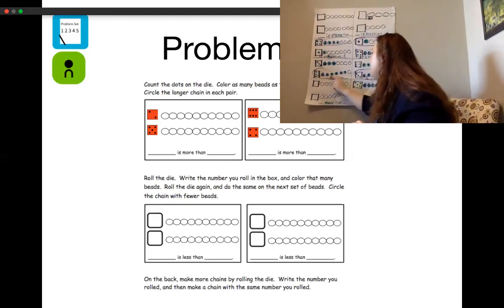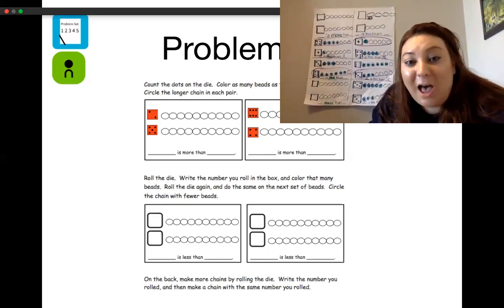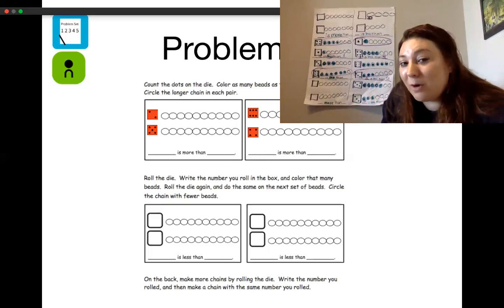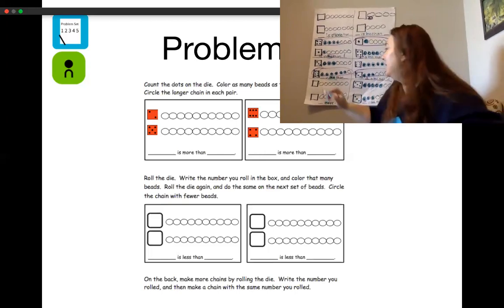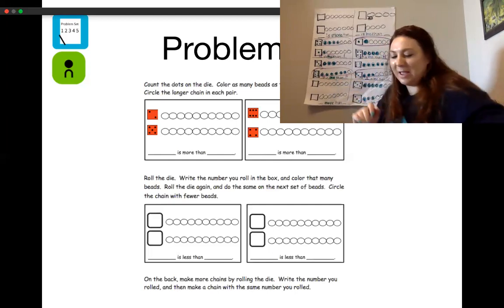So I'm going to circle that one. And let's write our math sentence. Help me write our math sentence. What number is more? Yes. 6 is more than 3.